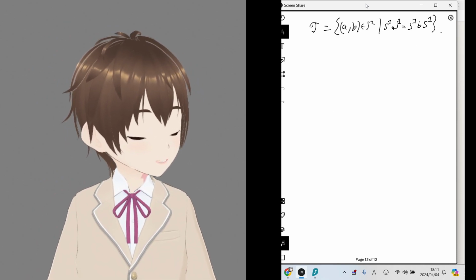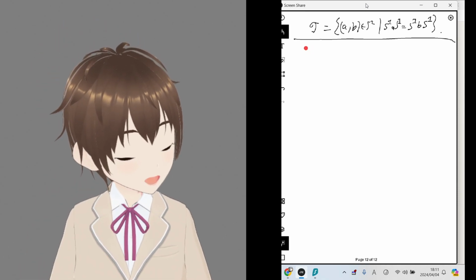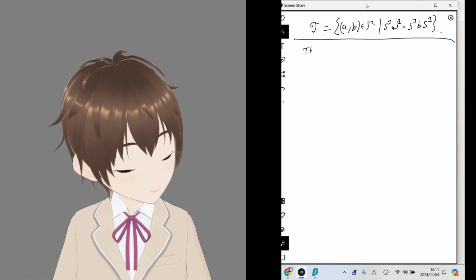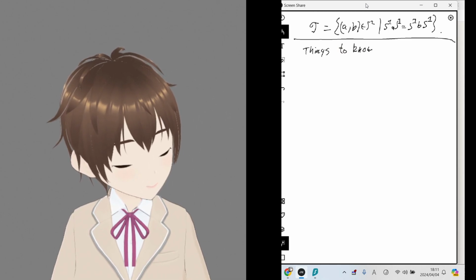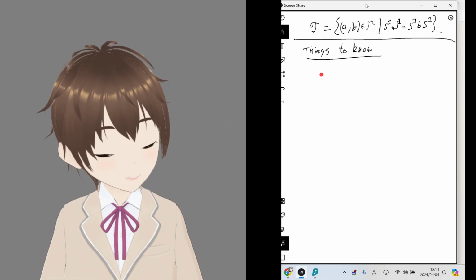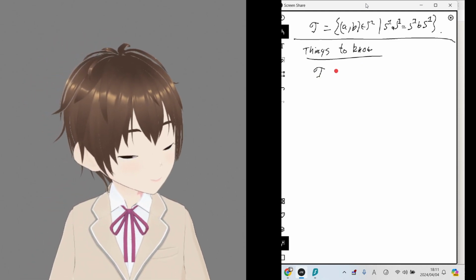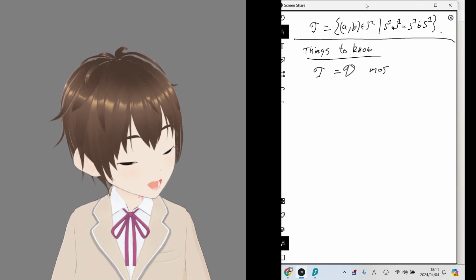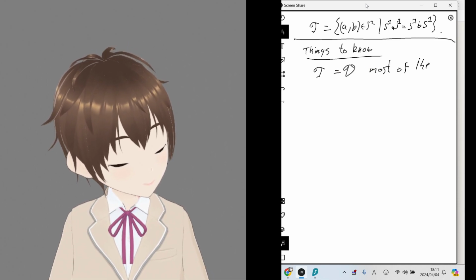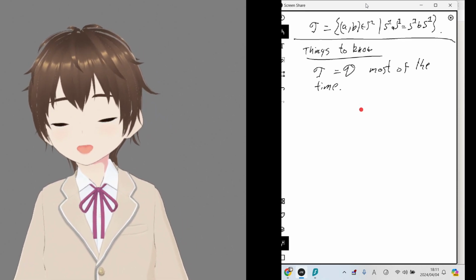In relation to that, I can prove this if you want, but it's essentially the idea that we went through before. So, things to know about Green's relations. The idea we want to think of is that J is equal to D most of the time, but not all the time.